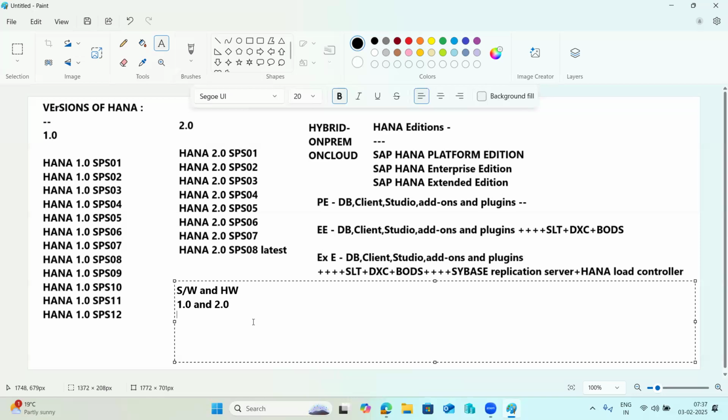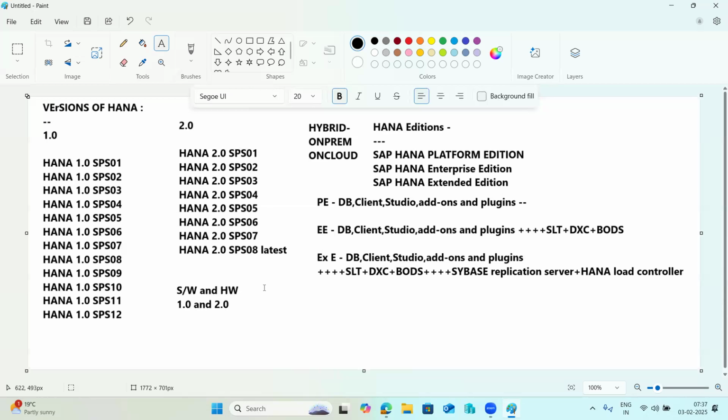And also we need to discuss, in the 2.0 concept, what the software and hardware requirements are. This hardware requirement is very important here. Why? Because for HANA we have to install on certified hardware vendors only. So this is very important. That we'll discuss tomorrow.